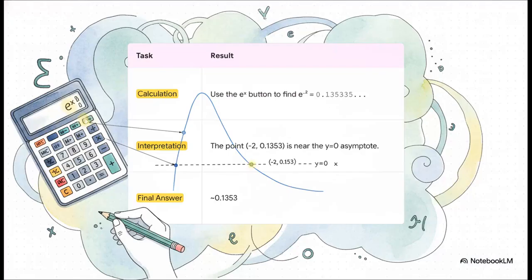Not so bad. All right, next up, let's figure out what e^(-2) is. For this one, you're going to want to grab your calculator and find that sweet little e^x button. Pop in negative 2, and you get about 0.1353. Now, what does that actually mean? Well, remember the graph? That negative exponent tells us we're on the left side of the chart, where the curve is getting really close to 0. So this point, (-2, 0.1353), is way down there, just hanging out near that asymptote.